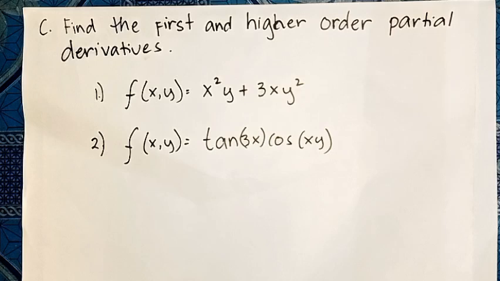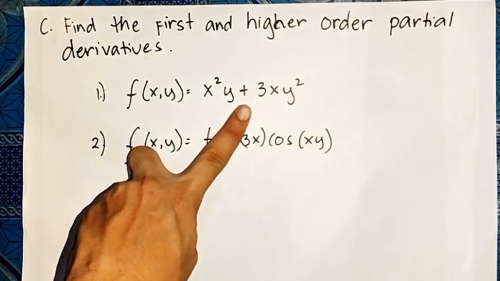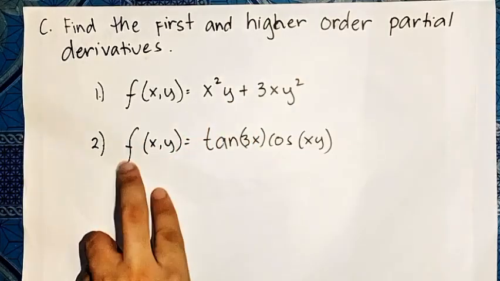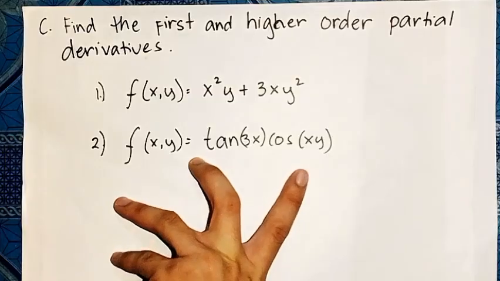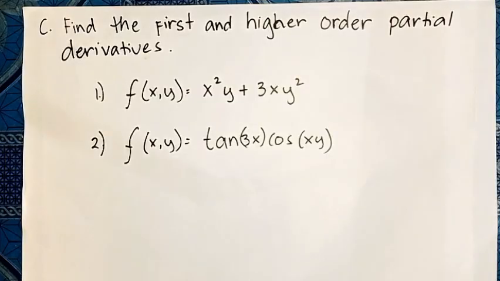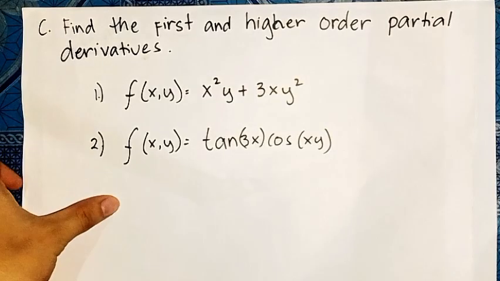Now, let's proceed to our last topic, which is the partial derivative. I have here two problems. Item number 1: find the first and higher order partial derivatives of f(x, y) equal to x squared y plus 3xy squared. And item number 2 is f(x, y) equal to tan 3x cos xy. Now, let's start with item number 1.